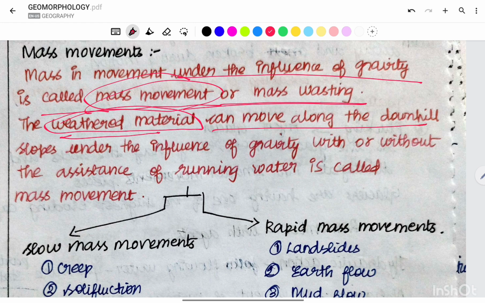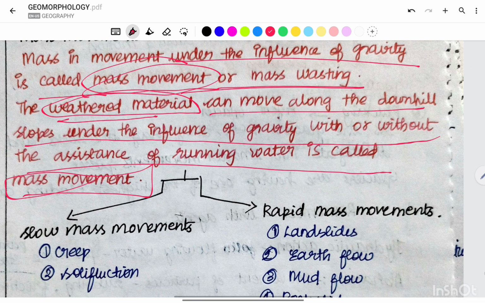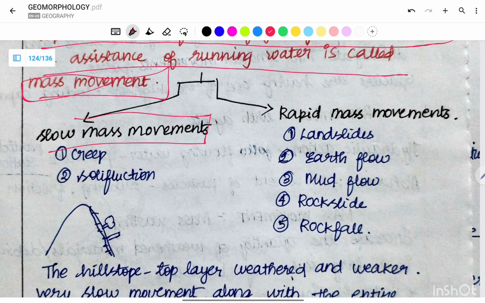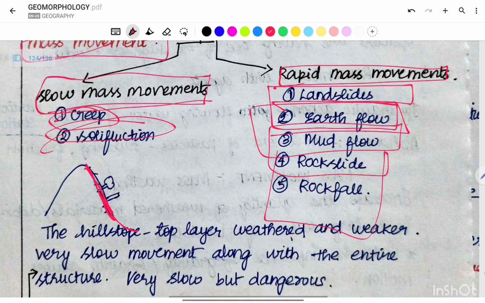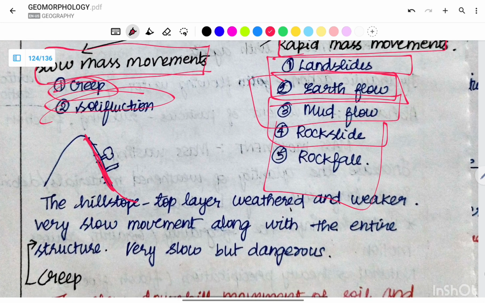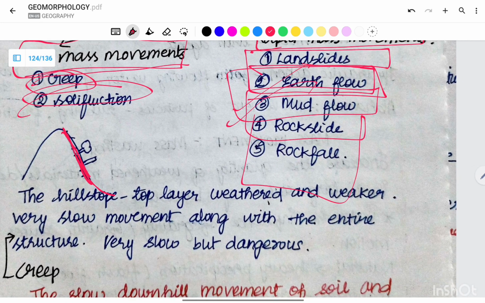Weathered material can move along downhill slopes under the influence of gravity, with or without the assistance of running water. It is called mass movement. Mass movements are divided into slow mass movements and rapid mass movements. Slow mass movements are creep and solifluction, moving very slowly downwards. Landslides, earth flows, mud flows, rock slides and rock falls are rapid movements.